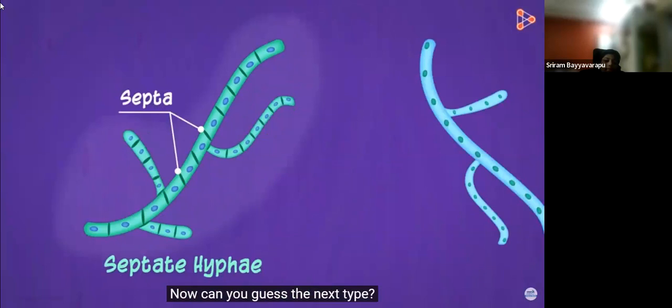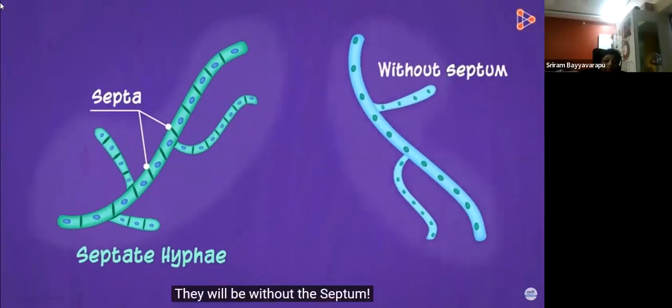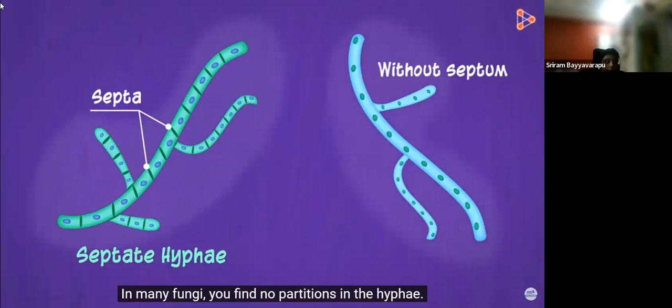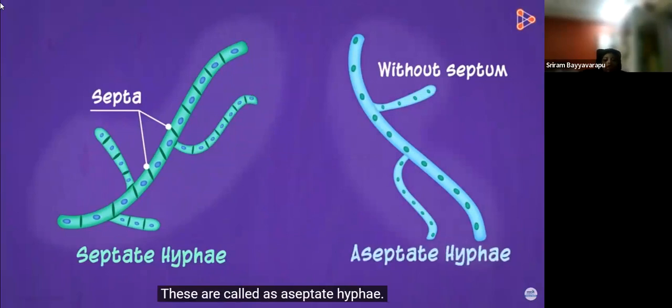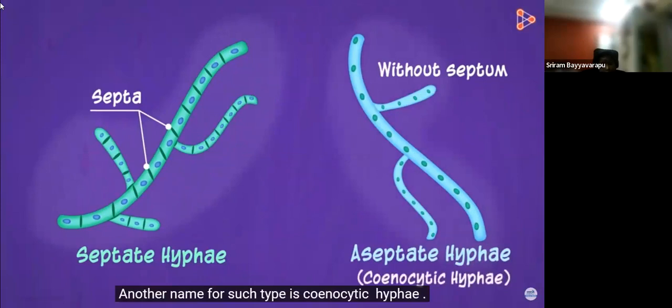Now can you guess the next type? They will be without the septum. In many fungi, you find no partitions in the hyphae. These are called aseptate hyphae. Another name for such type is cenocytic hyphae.